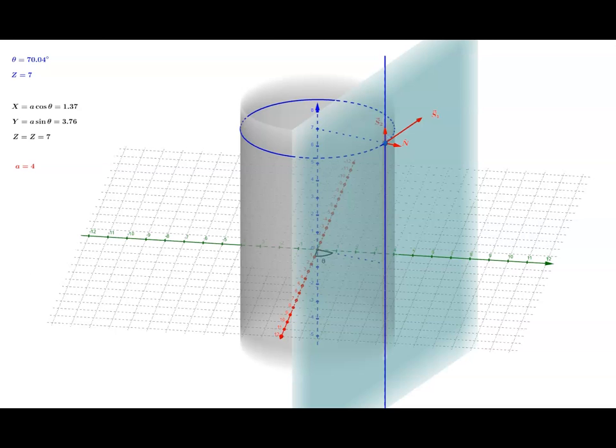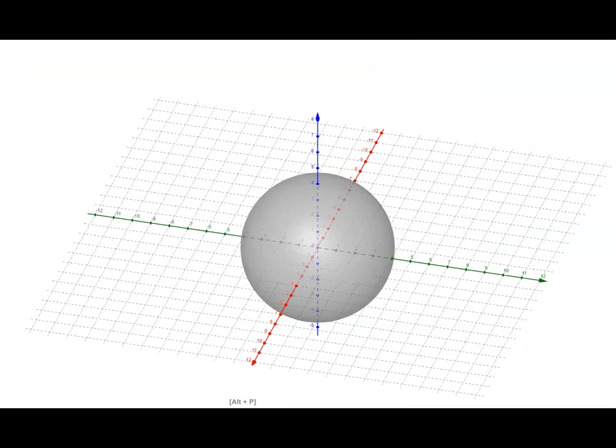Okay, let's look at the next example, which is going to be that of a sphere. All right, so we go through the same exercise. We'll start by putting a point on our sphere. The point is restricted to the surface of this sphere of radius 4 units.